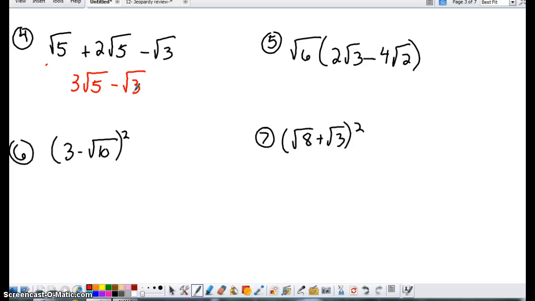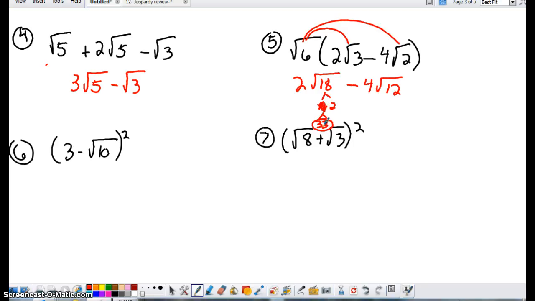Number 5, you have to take this root 6 and distribute it through to both the 2 root 3 and the 4 root 2. When you do so, you have 2 root 18 minus 4 root 12. And now we try to reduce both of those to see if we can combine together. So the 18 is going to break down into a 9 and a 2. The 9 is going to break down further into a 3 and a 3. Whenever we have a pair, that's what we take out. So I can take that 3 out.